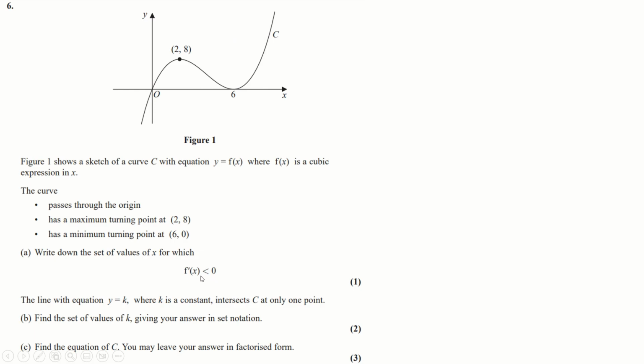f dashed of x is the gradient. So for which values here is the gradient negative? Well, it's negative here, right? When it would follow a line that goes in this direction. So the gradient of this curve is negative between 2 and 6, I think, is all we have to say.